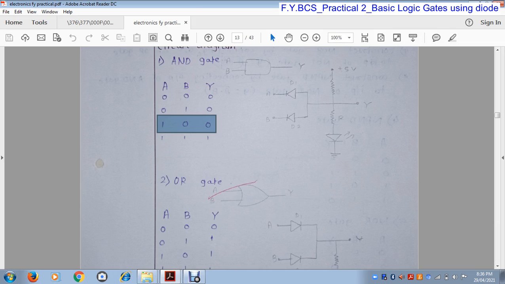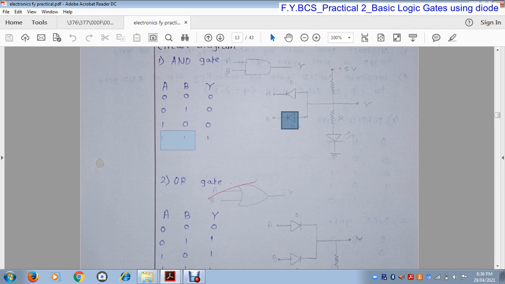All the current provided by the 5-volt power supply will flow through diode D2, because B is at zero potential and the anode is at higher potential. So there is no current across this LED. Therefore, the LED will remain off.